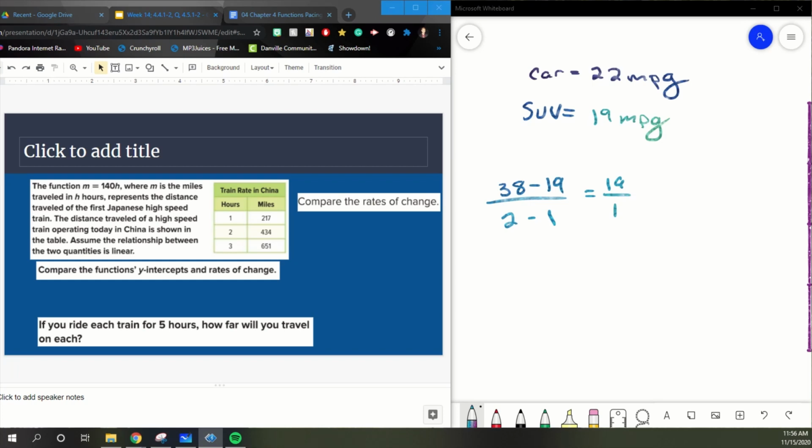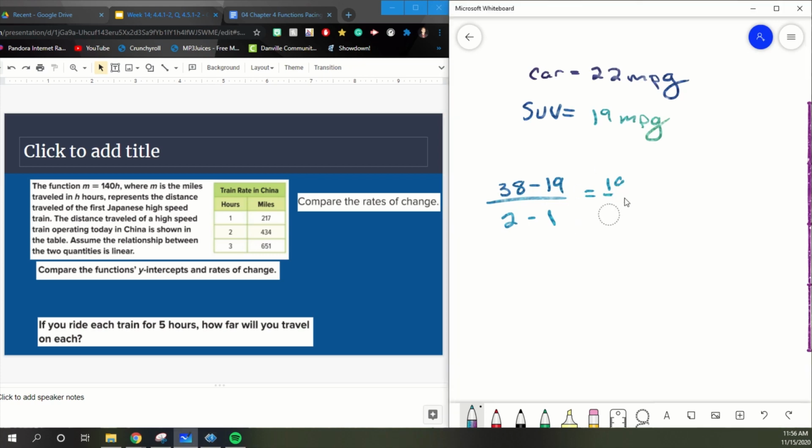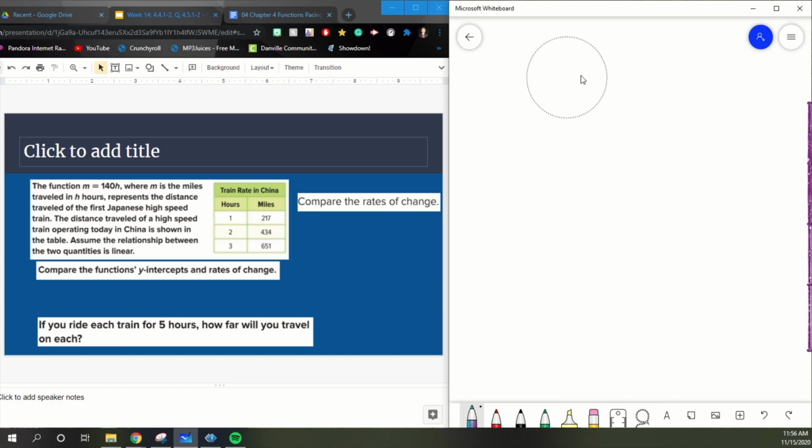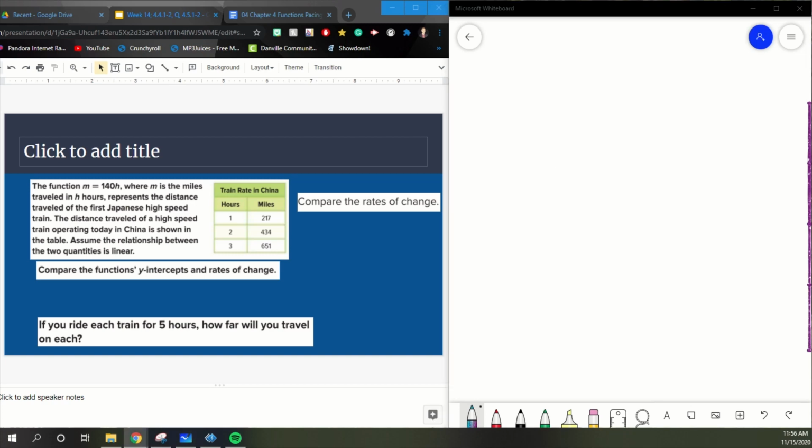So this next problem is asking us: the function m equals 140h, where m is the miles traveled and h hours, represents the distance traveled in the first Japanese high-speed train. The distance traveled of a high-speed train operating today in China is shown in the table. Assume the relationship between the two quantities is linear. Now it asks us to compare the functions' y-intercepts and rates of change.